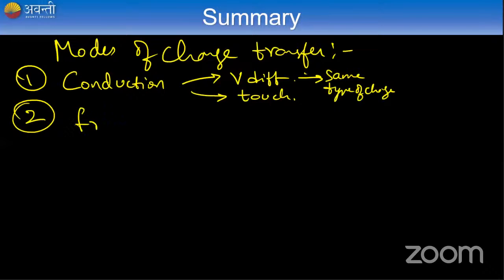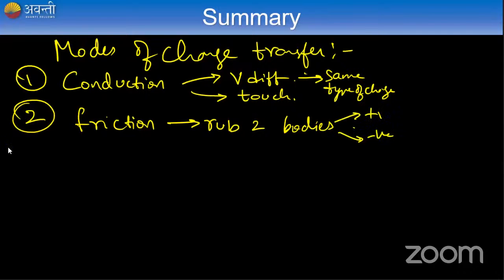Then we had, yes, friction, correct, Manju. In friction, when we rub two non-metals, or a metal with a non-metal, or say two bodies, one would get positively charged, one would get negatively charged, right? Then the third mode was induction.